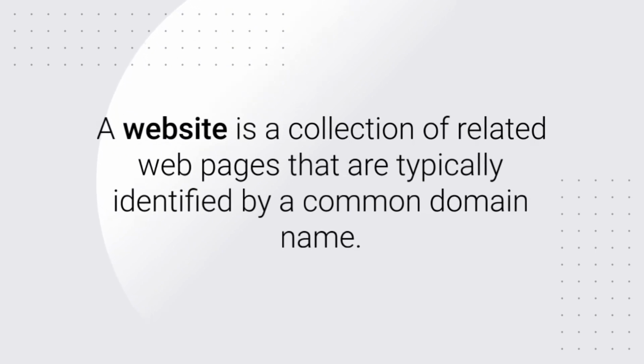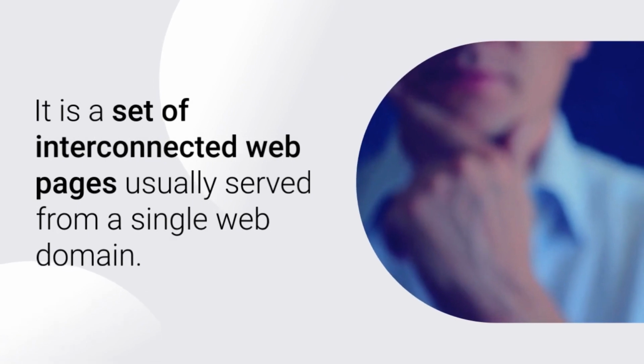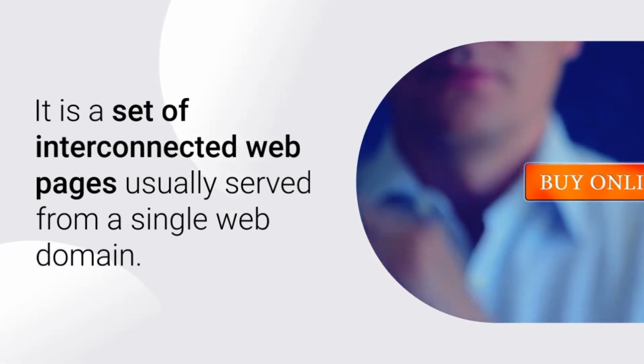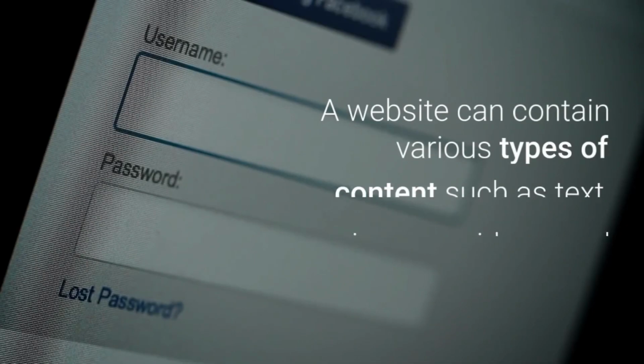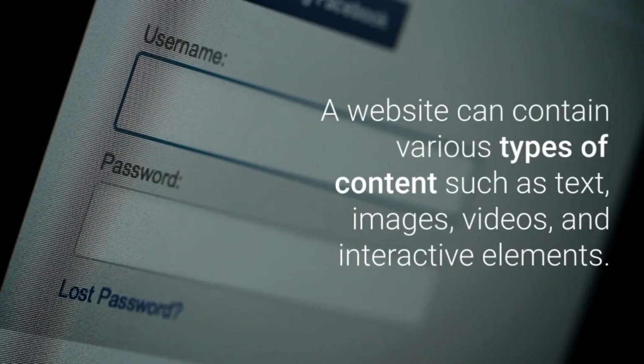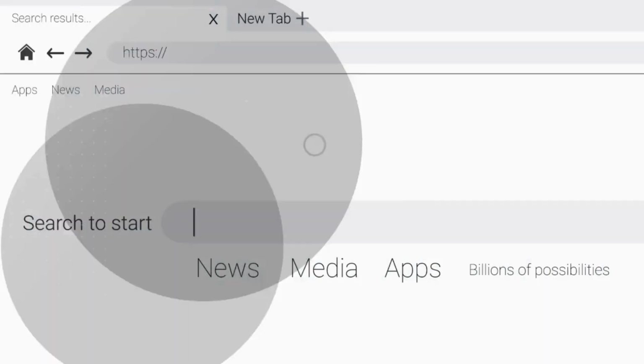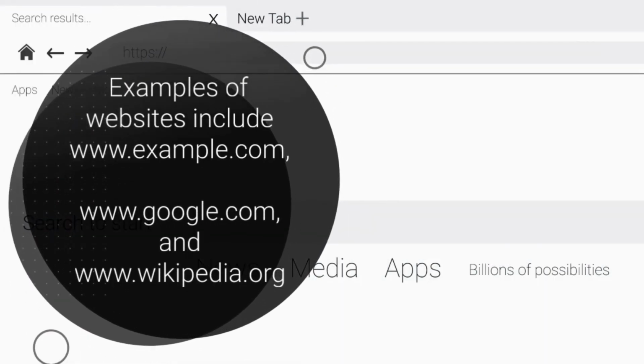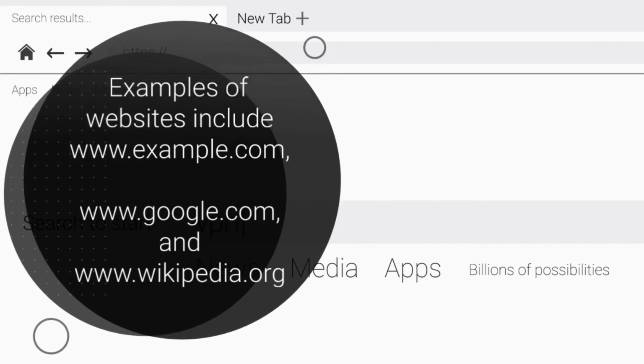A website is a collection of related web pages that are typically identified by a common domain name. It is a set of interconnected web pages usually served from a single web domain. A website can contain various types of content, such as text, images, videos, and interactive elements. Examples of websites include www.google.com and wikipedia.org.